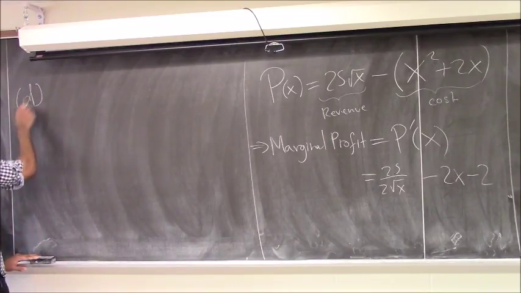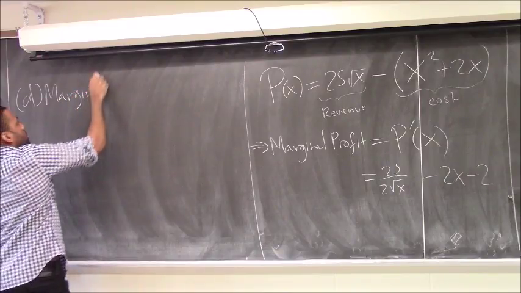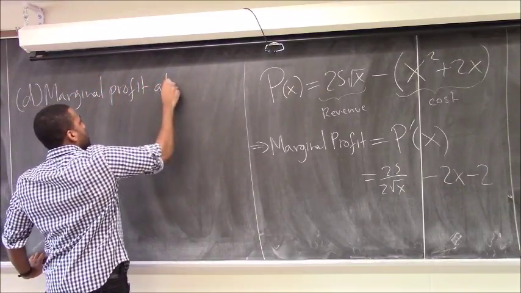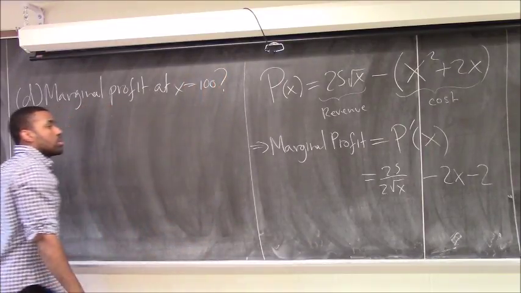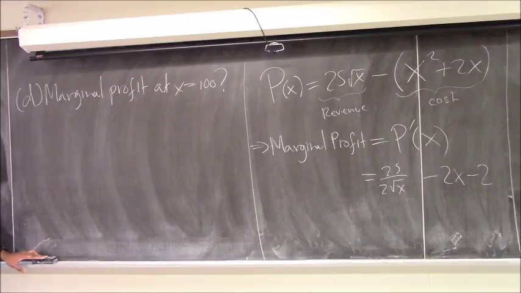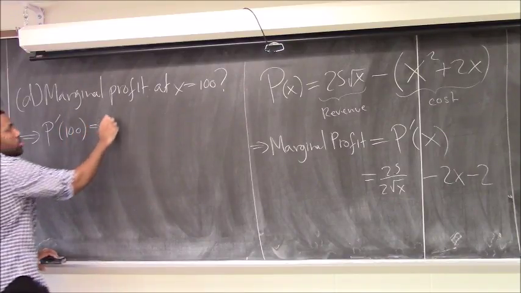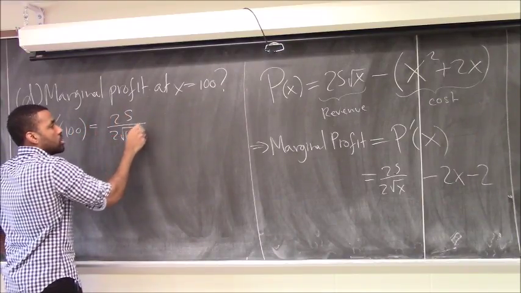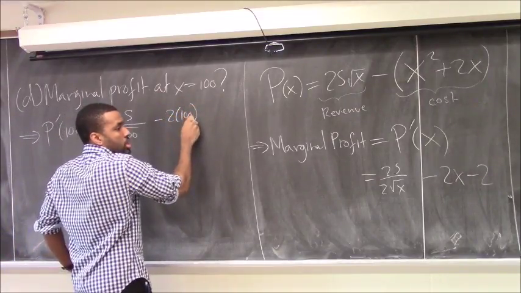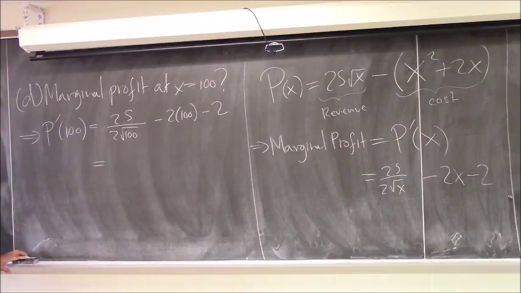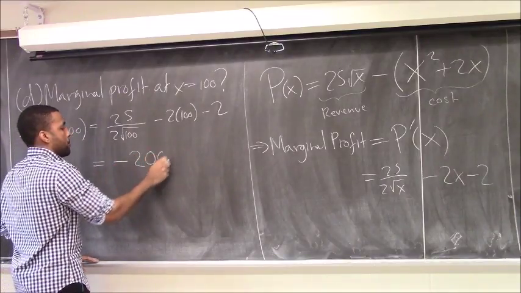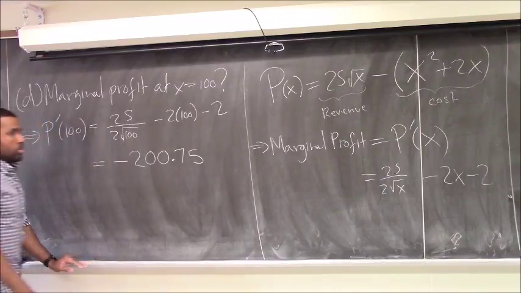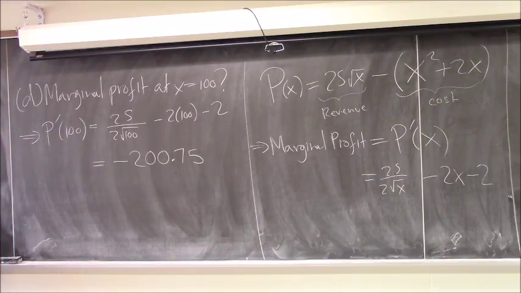D. What is the marginal profit at 100? Can you just plug x into that equation? Plug that in. This would just be P prime of 100, which is 25 over 2 radical 100 minus 2 times 100 minus 2. So that's negative 200.75.